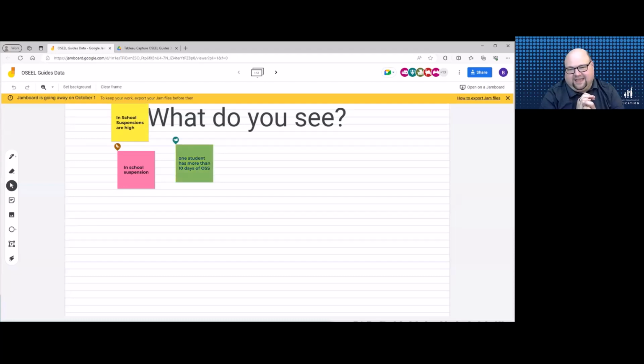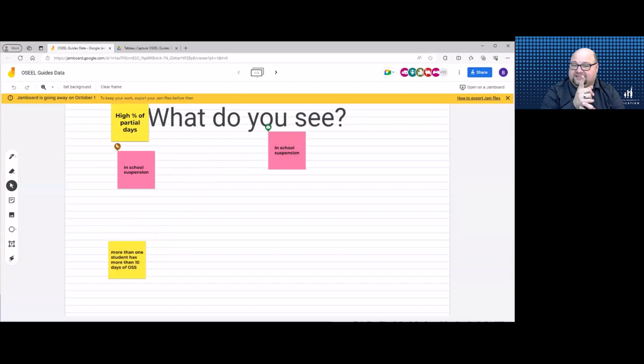I don't think I used Paint, but one student has more than 10 days of OSS. Is that a problem for you all? Anything else, observations that we see there? Lots of people talking about ISS. A high percentage of partial days.